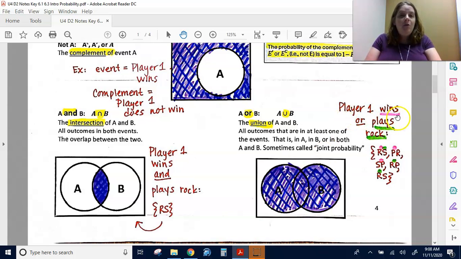So for example, player one wins or player one plays rock. The cases where player one wins would be rock-scissors, paper-rock, or scissors-paper. And the cases where they play rock are rock-scissors, rock-paper, and, oh, I wrote rock-scissors twice. Silly me. That last one would be rock-rock. A little error on my key there, sorry about that. So with these outcomes, we want to make sure we don't repeat anything. We don't want to double count this middle, so we're going to have to be careful about that in a little bit.